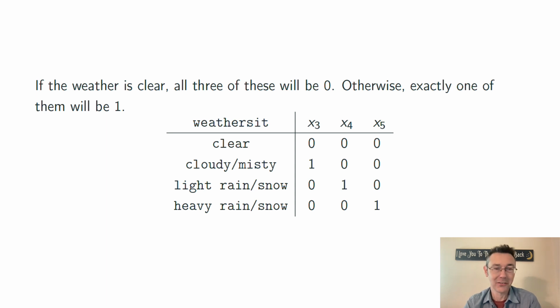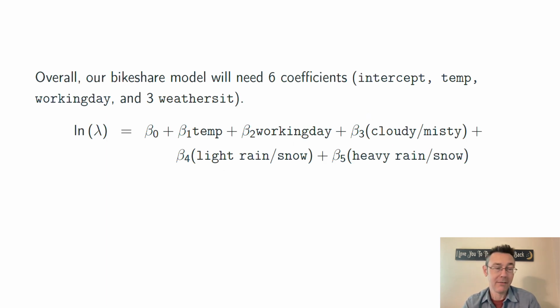And here's a nice little summary table that I made for you. If the weather's clear, then all three of these indicator variables are 0. If it's cloudy, misty, x3 is 1 and the other two are 0, and so on. So overall, we're going to have this model.